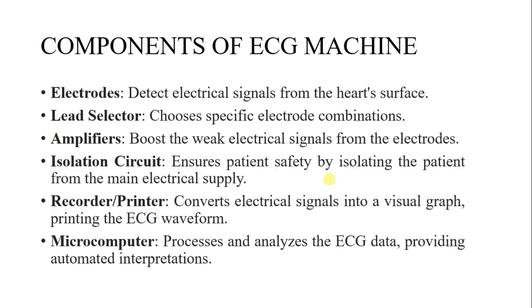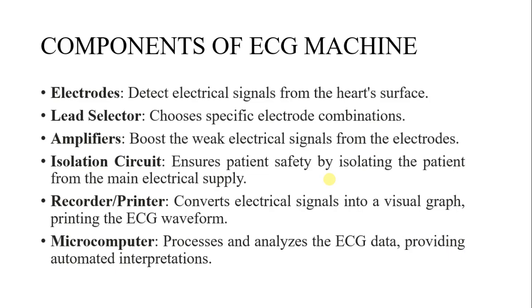Next are the components of the ECG machine. It includes the electrodes, which detect electrical signals from the heart surface. Second is the lead selector, which chooses which specific electrode combination needs to be used. Third is the amplifier; as the signals are weak in nature, we need amplification to get a better signal output. Fourth is the isolation circuit. It ensures patient safety by isolating the patient from the main electrical circuit, so if any hazardous condition happens, the patient is safe from the electrical supply.